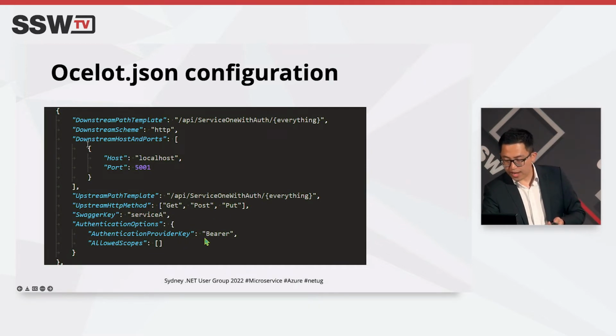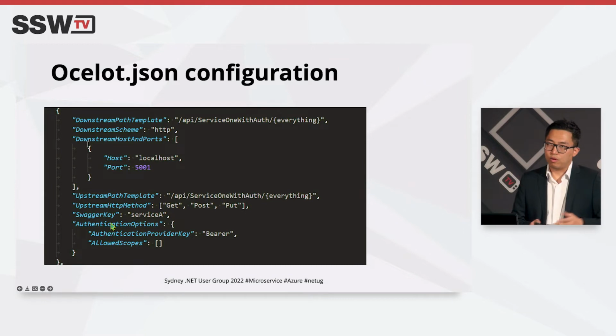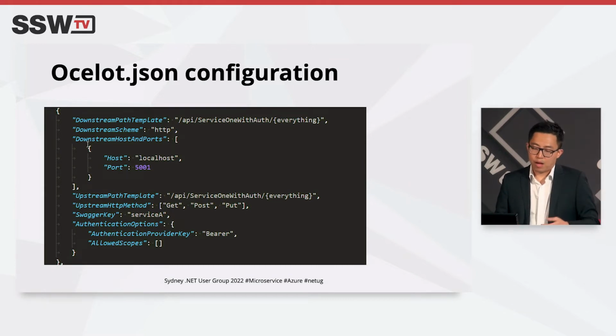And now, if we want to say, hey, this endpoint requires authentication, we just need to add a section of authentication options with a provider key. And here, the Swagger key is how the Ocelot library, or the Ocelot for Swagger library, is going to amalgamate the Swagger definition files into one single point and serve it in front of the user, which I'll show you later.